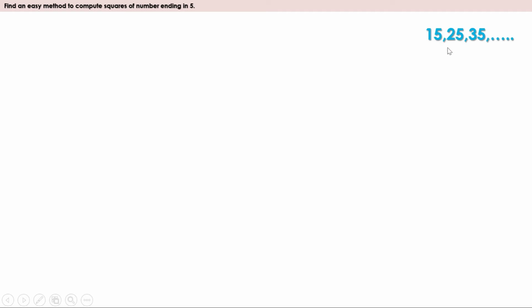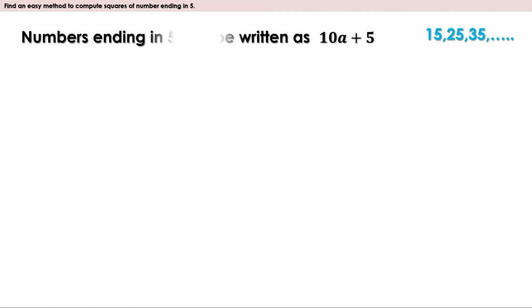15 is 10 into 1 plus 5. 25 is 10 into 2 plus 5. 35 is 10 into 3 plus 5. 105 is 10 into 10 plus 5. 155 is 10 into 15 plus 5. So generally we can say numbers ending in 5 can be written as 10a plus 5, where a is a number. In 15 a is 1, in 25 a is 2, in 35 a is 3, in 155 a is 15. Now let us find the square of 10a plus 5.